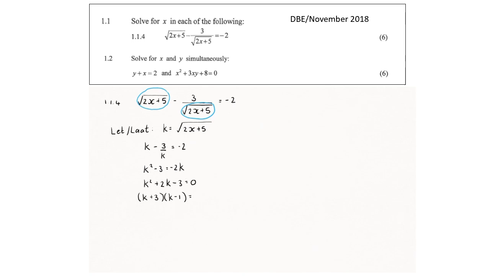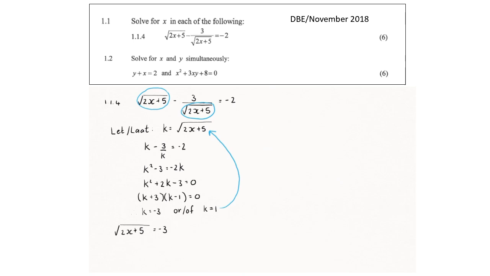Then we put each of the factors equal to 0. So k plus 3 is equal to 0, or k minus 1 is equal to 0. And that gives us 2 solutions for k. k is equal to -3 or k is equal to 1. But now we go back to what k is equal to. k is equal to the square root of 2x plus 5. So this means then that the square root of 2x plus 5 is either equal to -3 or it is equal to positive 1.